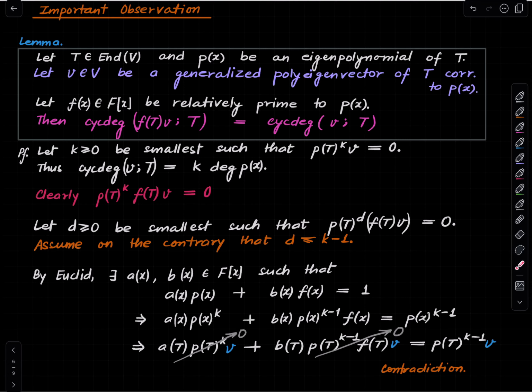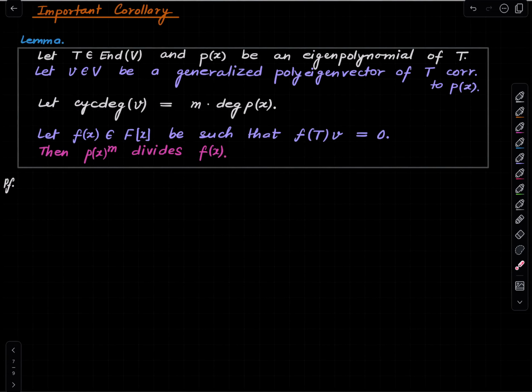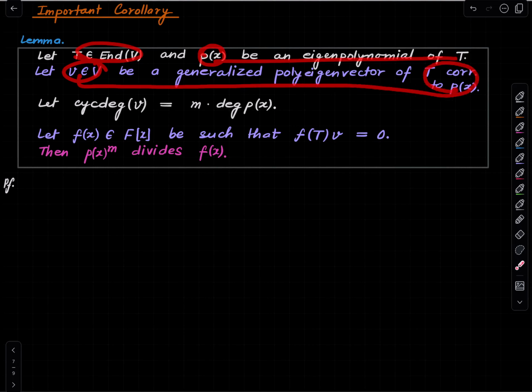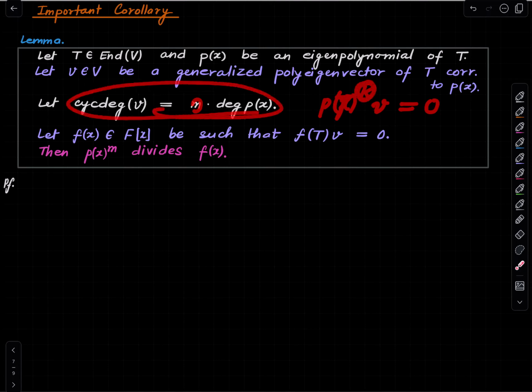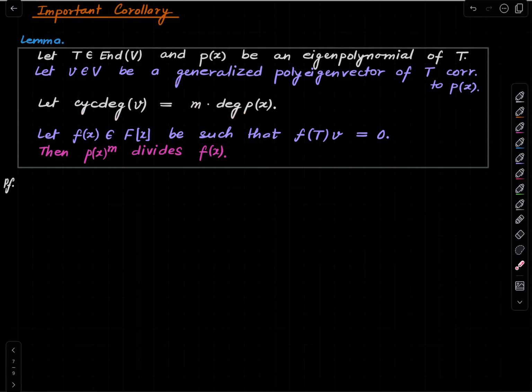And now for the last proposition. So again, we have some endomorphism and an eigenpolynomial of it, and a generalized polyeigenvector corresponding to that polynomial. And let us say the cyclic degree of v is m times the degree of this eigenpolynomial, which again means that the smallest non-negative integer k for which this thing happens, I mean pt of k applied on v gives 0, is m. That's what this means. I mean, this was a theorem. And okay, so we have cyclic degree is equal to m times degree of px.